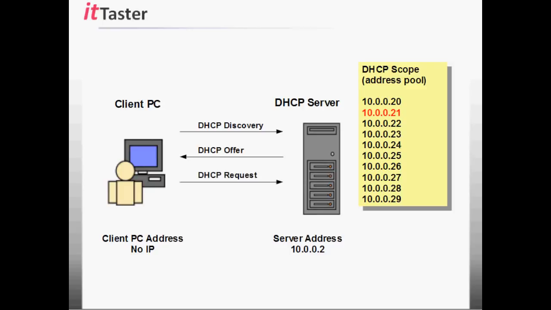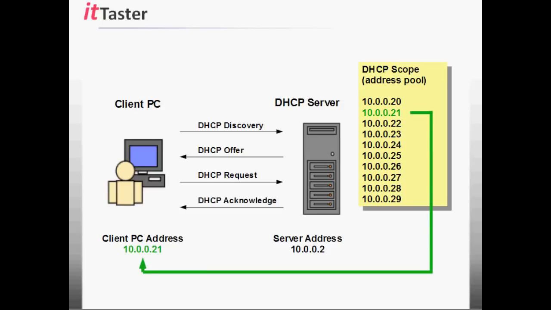The client PC responds with a DHCP request. It asks for the IP address offered by the DHCP server. Finally, the server responds with a DHCP acknowledge. Now, providing the IP address requested is still available, the client PC gets confirmation it can use it. The client PC now has an IP address and is ready to communicate with other devices on the network.